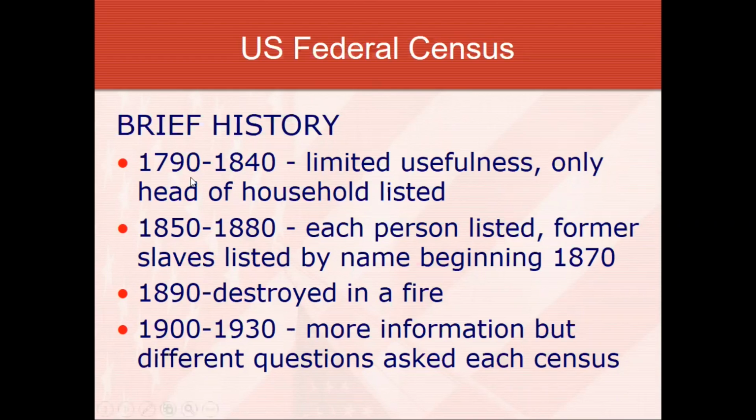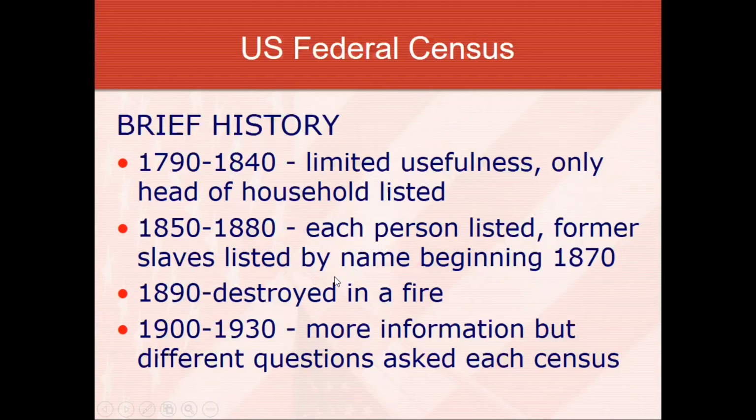This is the history of the census. It started in 1790, so the US government could see how many men there were of military age. Between 1790 and 1840, because it's every 10 years, only the head of the household was listed by name. In 1850, that changed. Between 1850 and 1880, each person was listed by name. Former slaves were listed by name beginning in 1870.